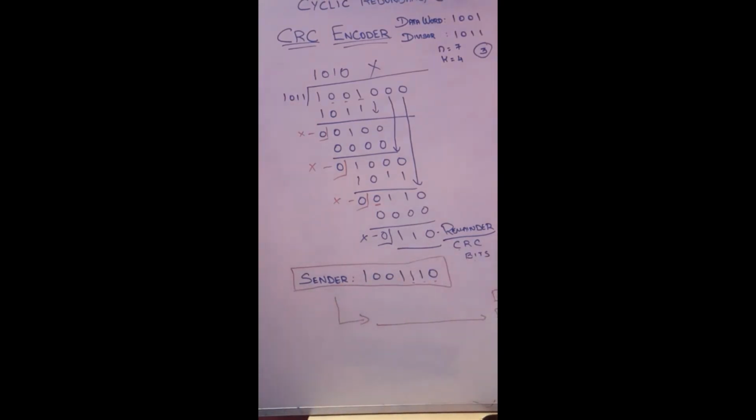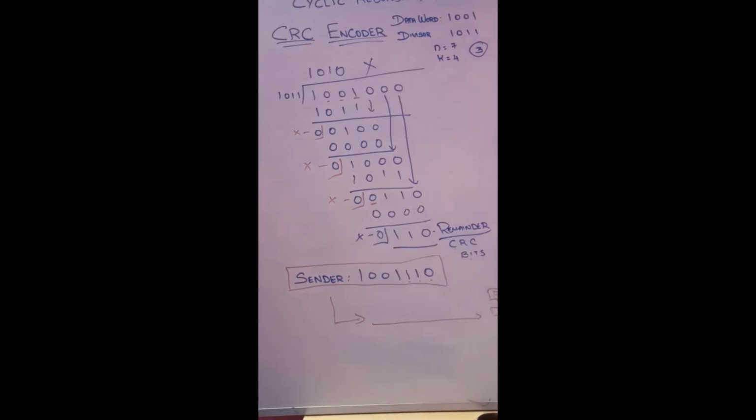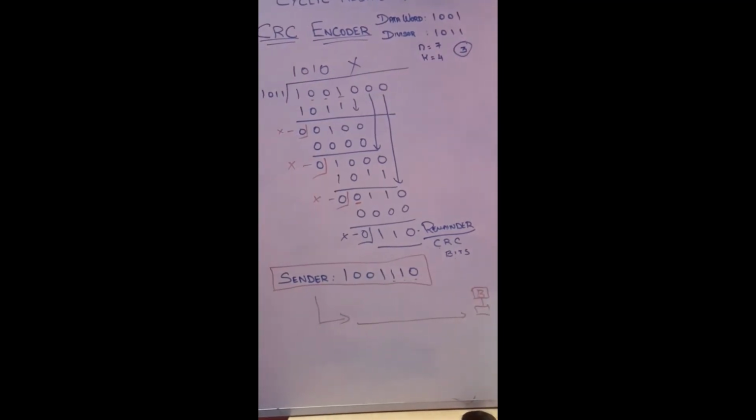Receiver computer B. Okay, so this is the CRC encoding process. Okay, so we just see how the CRC decoding process happens at the receiver side. Students, you have to think of a situation.